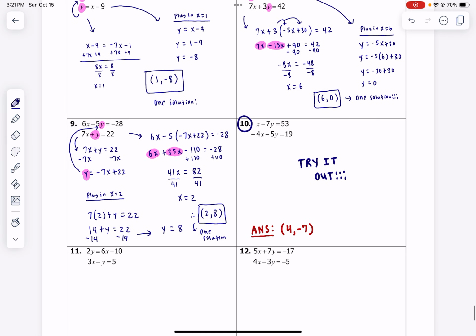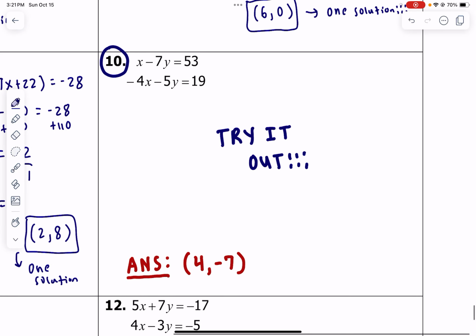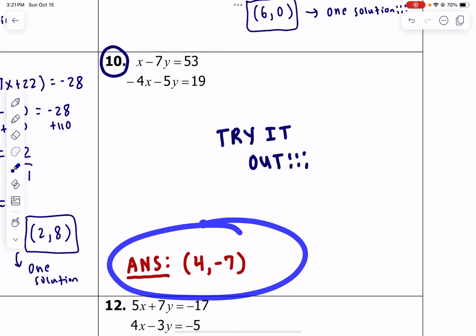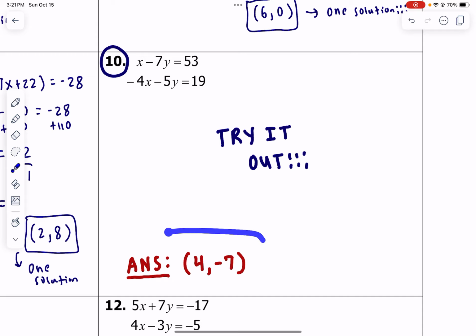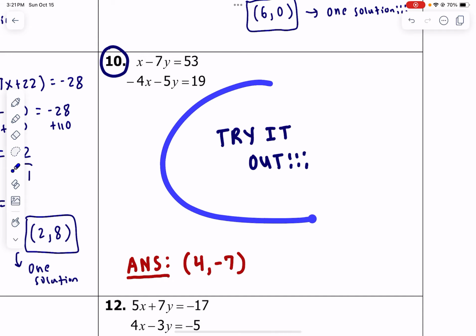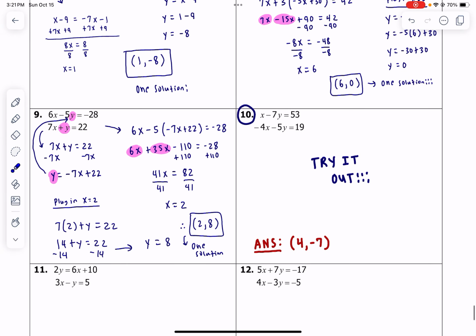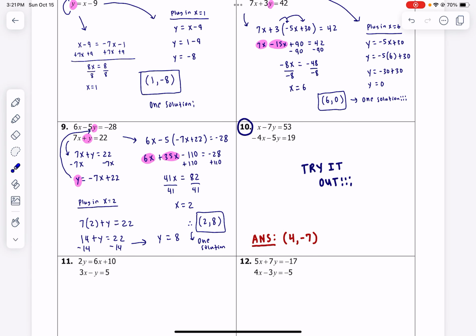Okay. So for example number 10, I want you to go ahead and try this one out. Once again, I gave you the answer already. Please make sure to confirm that this is the answer to that. Make sure to show all your work. Example number 10 is really similar to example number 9. So try that one out.